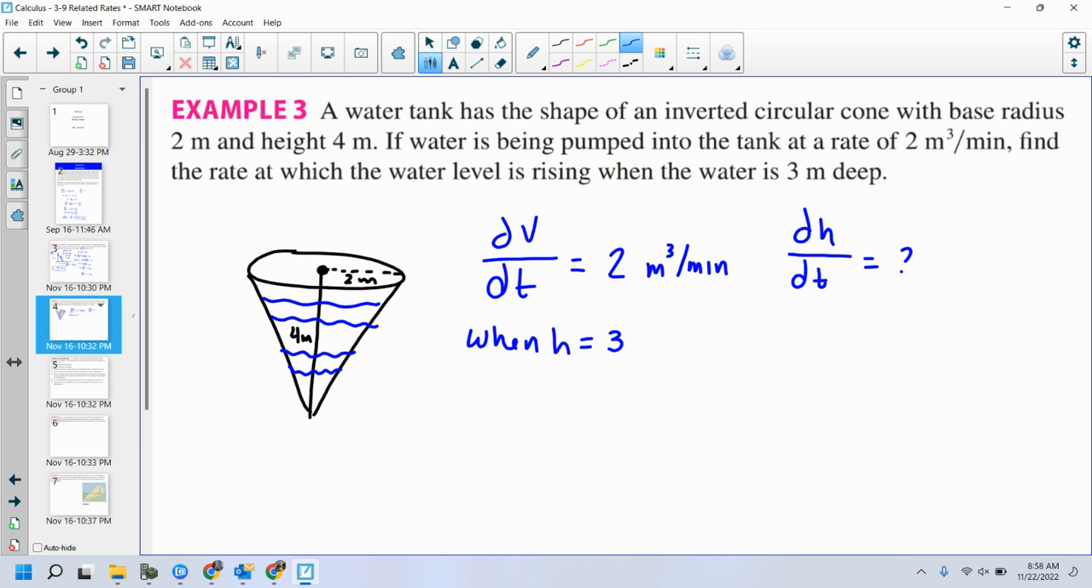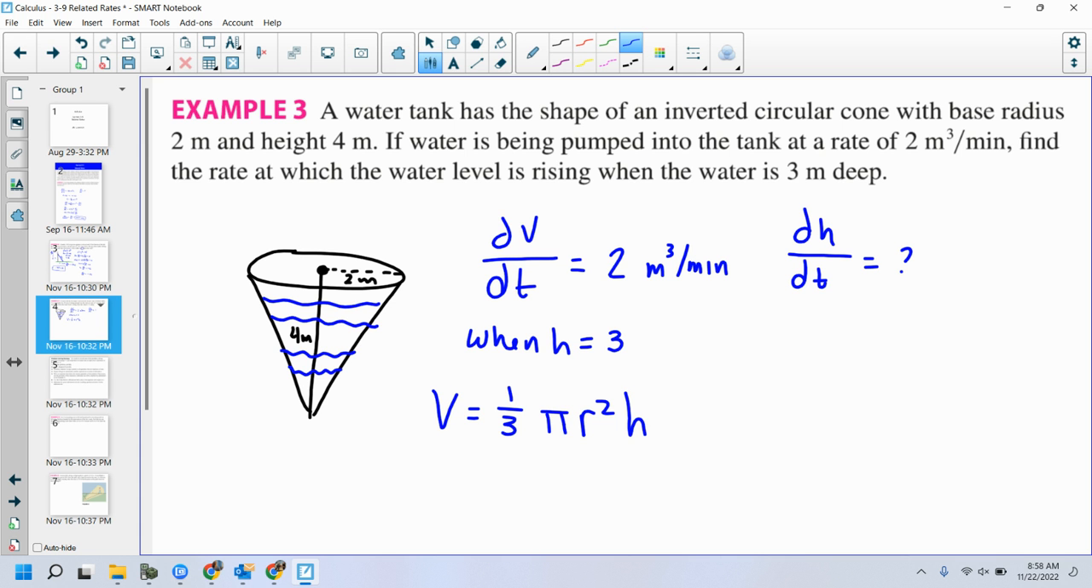Okay, so now let's somehow create an equation that links volume to height. Oh, the volume of a cone formula does that for me, right? The volume of a cone formula is equal to 1/3 pi r squared h. Let's find the derivative.